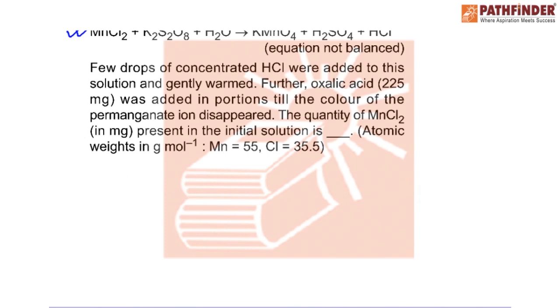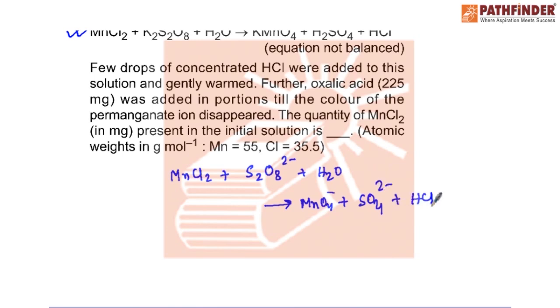Now what we are doing: MnCl2 plus S2O8 2 minus plus H2O is equal to MnO4 minus plus SO4 2 minus plus HCl. Here the oxidation number of manganese is plus 2 and here plus 7. So the total change in oxidation number is 5 units. Now in S2O8 2 minus, we know that there is one peroxo bond, so the oxidation number of oxygen over here is minus 1, and in sulfate it is minus 2. So from here to here, the total change in oxidation number for sulfur is 1 for each sulfur; there are 2 sulfurs, so the total change is 2 units.